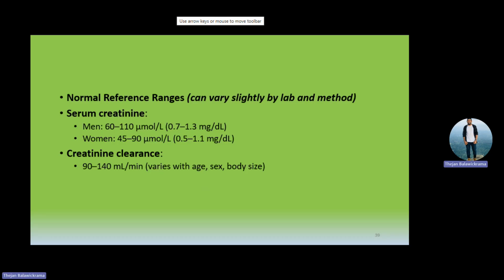For a female, 45 to 90 micromole per liter. In milligram per deciliter, it's going to be 0.5 to 1.1. Right? So then creatinine clearance, that's going to be 90 to 140. But remember, this is going to depend on several factors. This changes with age, the gender, and the body size.